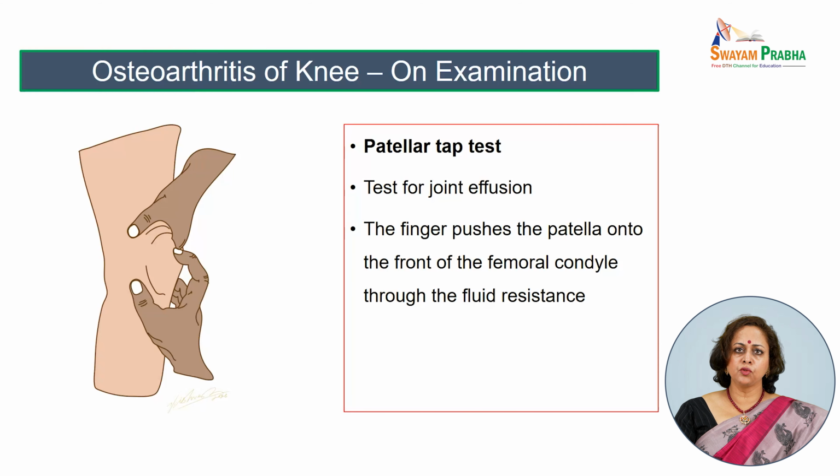So these are the fluctuation test and the patellar tap test. They are both tests to confirm a joint effusion in osteoarthritis of the knee joint.